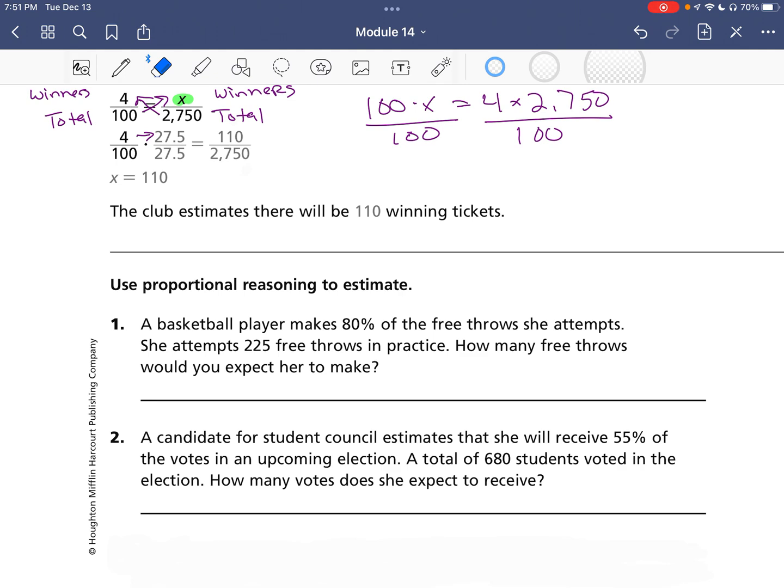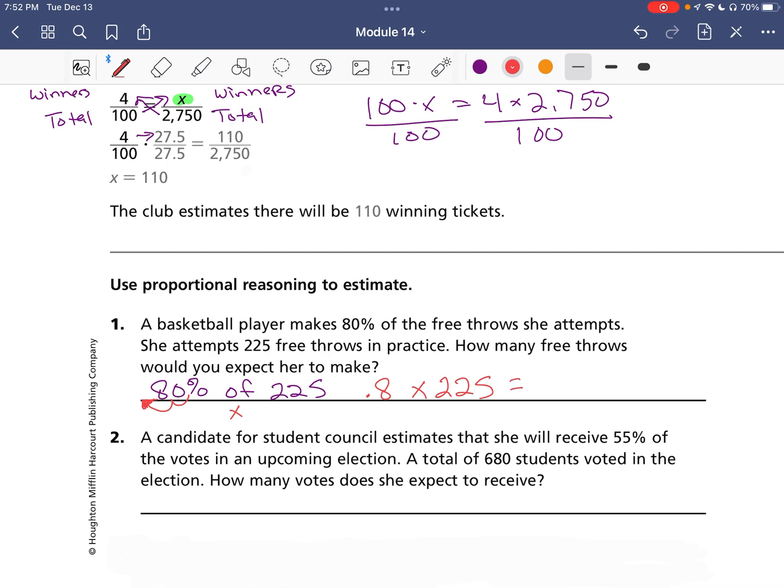All right, we have a basketball player that makes 80% of the free throws she attempts. So if she attempts a total of 225 free throws in practice, how many would you expect her to make? So we need to have 80% of 225. So changing our 80% to a decimal, we're going to go 2 to the left, just like we went 2 to the right to make it a percent. We're going to go 2 to the left to make it back to a decimal. So we're going to have 0.8 times, because of means multiply, 0.8 times 225.